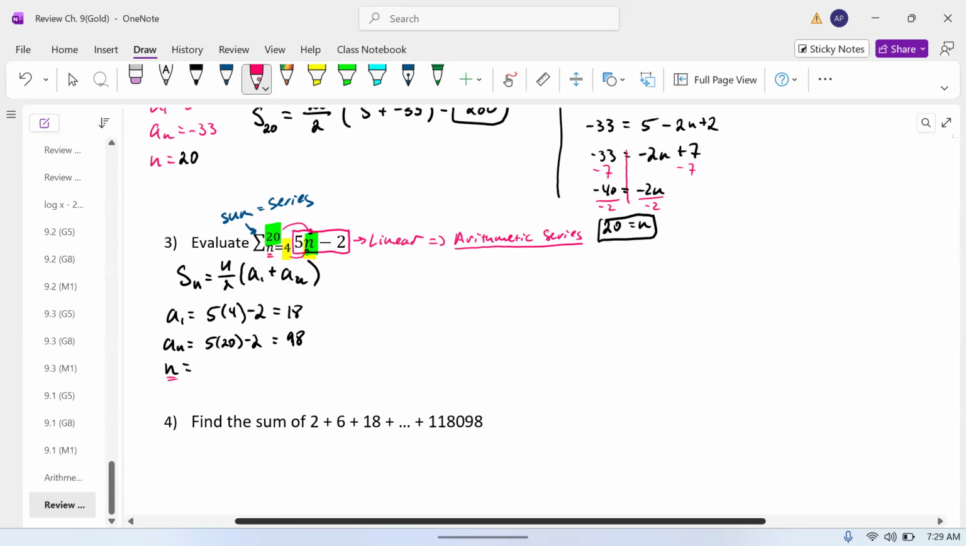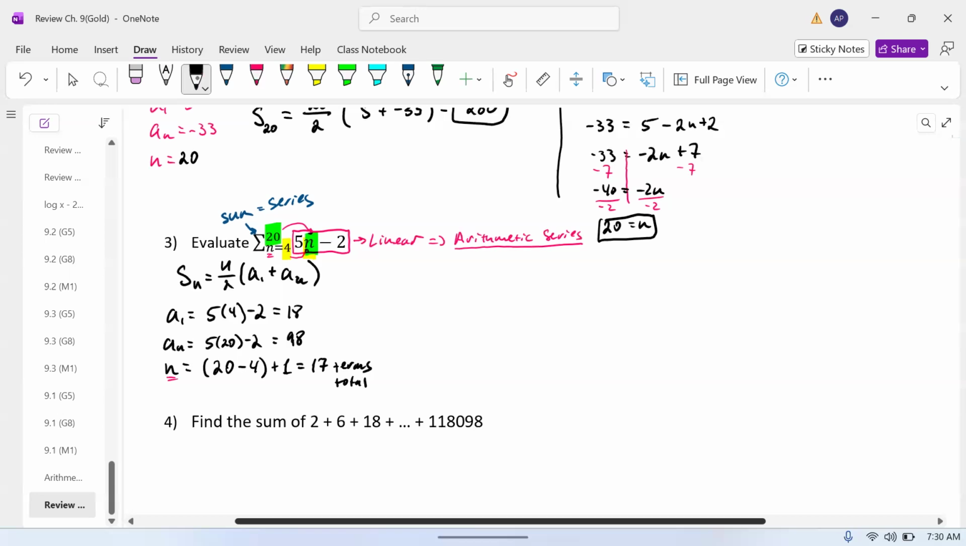So your n is how many terms there are total. And to find the total number of terms, you take the top number in the sigma notation, which is 20. You subtract the bottom number, which is 4. But if you do that, you are not counting your very first term. So therefore, you have to add 1 at the end. So 20 minus 4 is 16, plus 1 is 17. So there are 17 terms total.